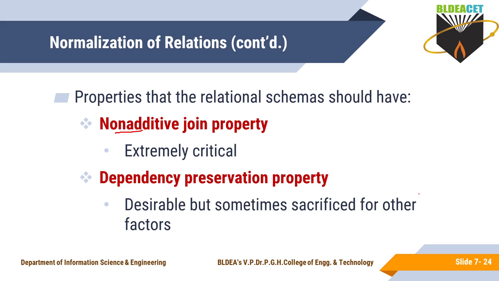If both the dependency preservation property and the non-additive join property are satisfied, then only can you divide the relation into multiple relations, or join multiple relations into a single relation, when it is not satisfying any of the normal forms. So these two properties are very important, and you have to check these along with the normalization process.